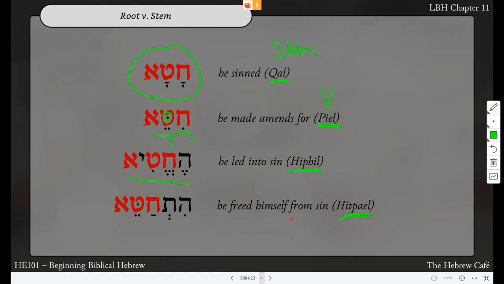Hitpa'el is he freed himself from sin. Hitchate. What you should see is the chet tet aleph. Chet tet aleph is the root in all of these. This is a preformative. That's a preformative. This one has the infixed dagesh, and this one has yod. It's an infix. We will get to all of those with time. Right now, we're dealing only with kal. So we're going to cover the entirety of the verb system that is kal.